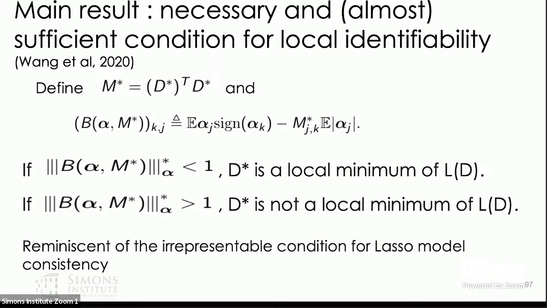We don't know what happens when it's equal. That's the almost necessary and sufficient. It's kind of reminiscent of the irrepresentable condition for the Lasso, right? You have the mix of the coefficients with signs. It's not the same, and you have some coherence in there, but it's a different form.